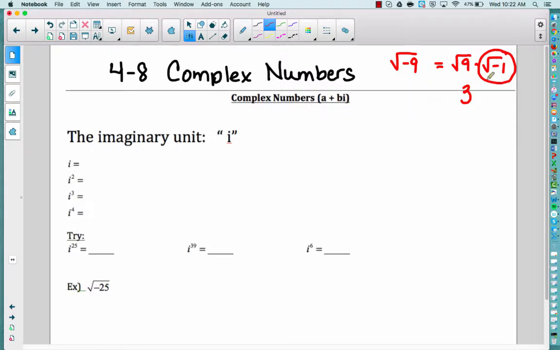So the square root of -1 is what we're going to call I. So I is the same thing as the square root of -1. All right, complex numbers are going to have I in them, and so they have two parts to them. The A part of a complex number is the real part, and the BI part is what we call the imaginary part.